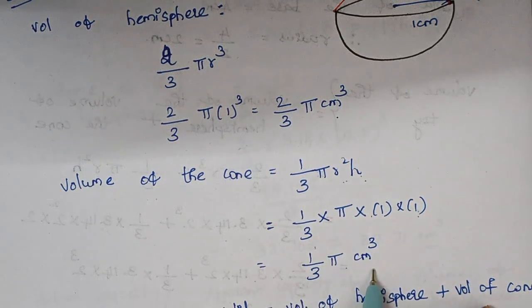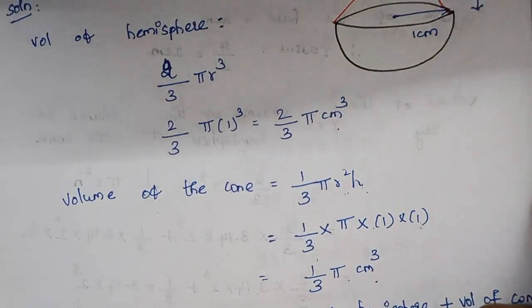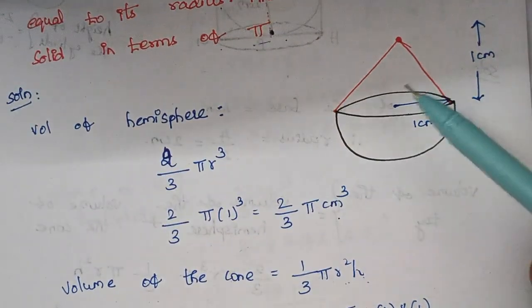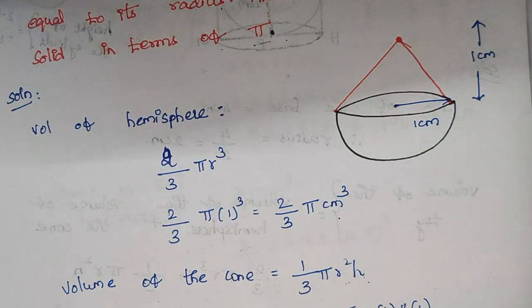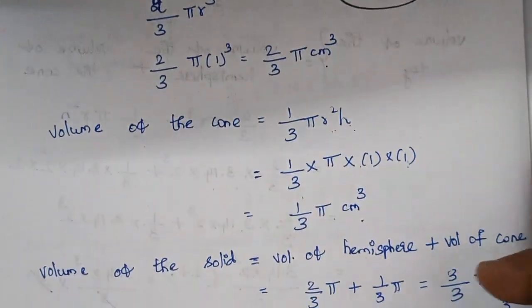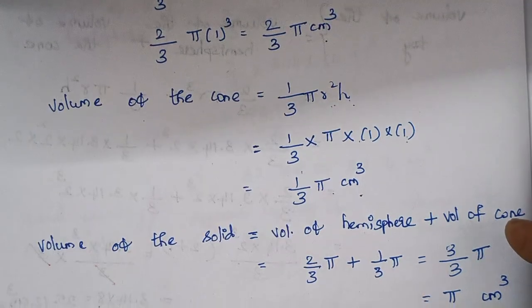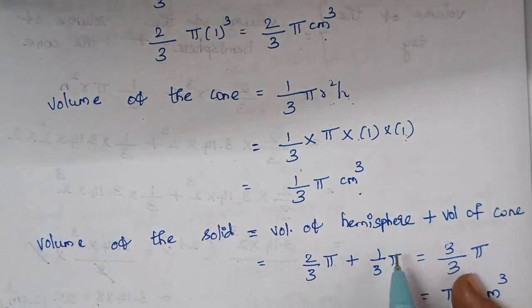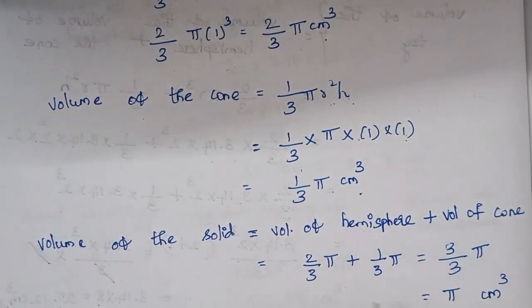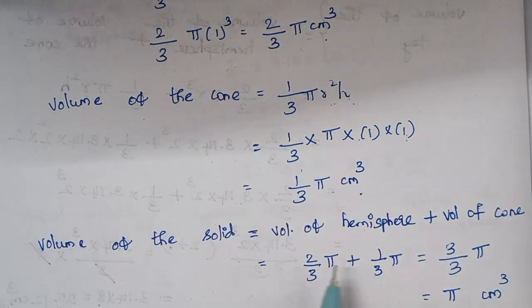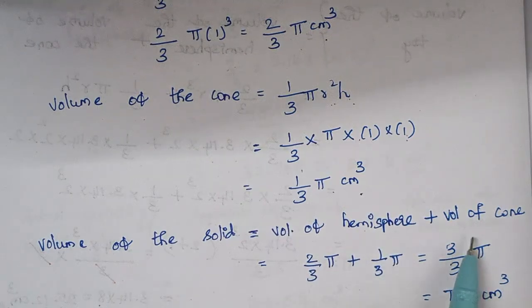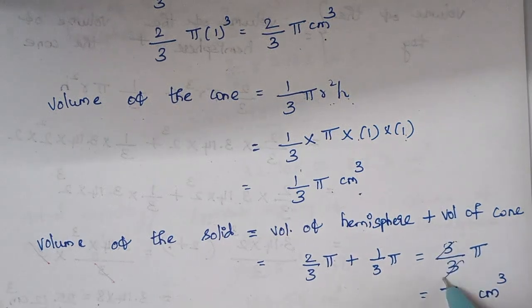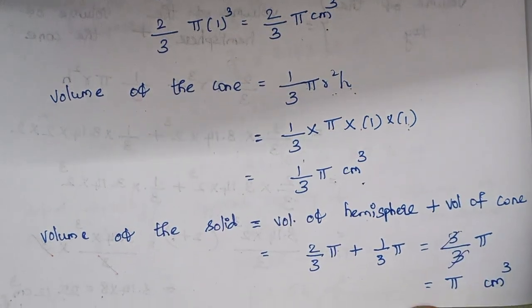So now we want the volume of the solid. So the volume of the solid is the volume of the cone plus the volume of the hemisphere. When you add, the volume of the hemisphere is 2 by 3 pi, and the volume of the cone is 1 by 3 pi. Since both the denominators are the same, we can add the numerators. That is 2 pi plus pi gives 3 pi. So 3 pi by 3, the 3 and 3 cancel, and finally the answer is pi centimeter cube.